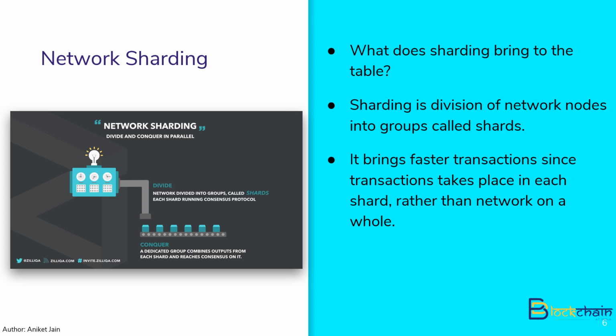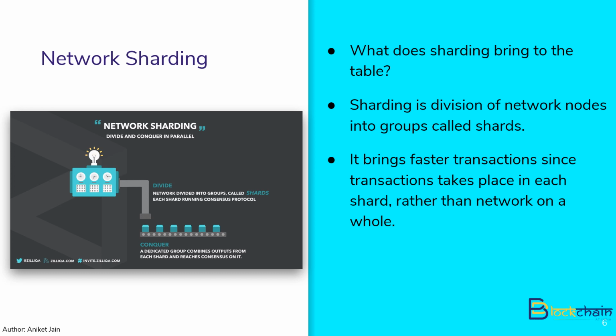Now, let's talk about network sharding. What does network sharding bring to the table? Network sharding is simply division of nodes into different groups called shards. Network sharding uses a divide and conquer algorithm in parallel. Let's take an example. Let's say we have 1000 network nodes and we divide them into groups of 10 network nodes. So we have 100 shards.